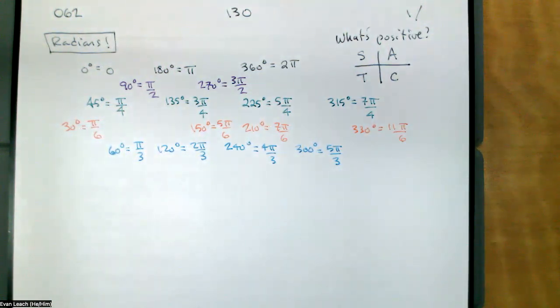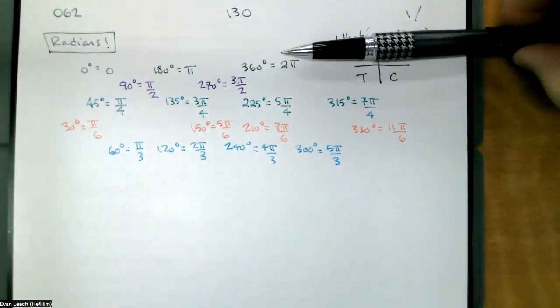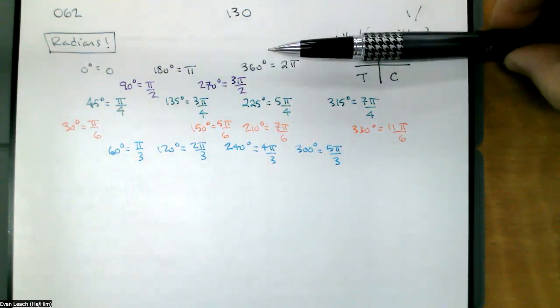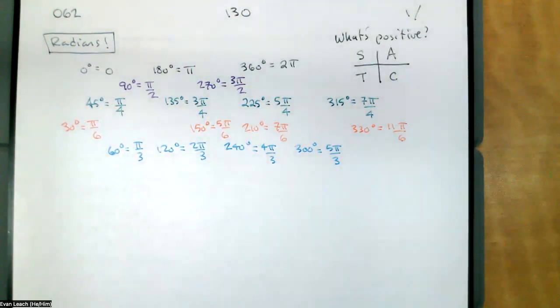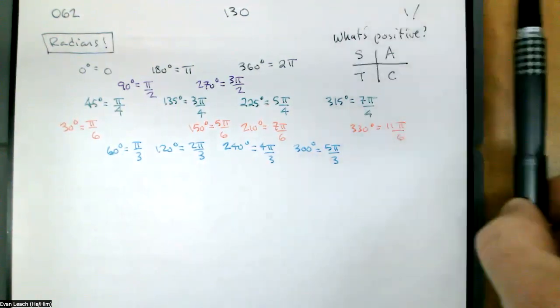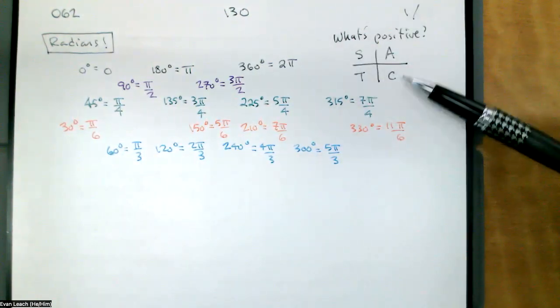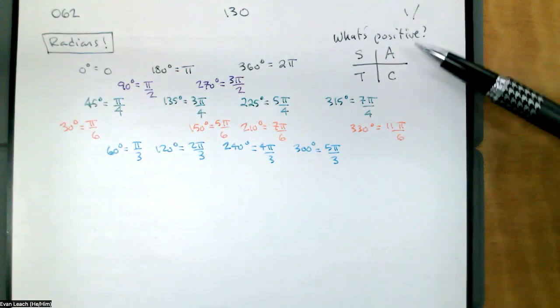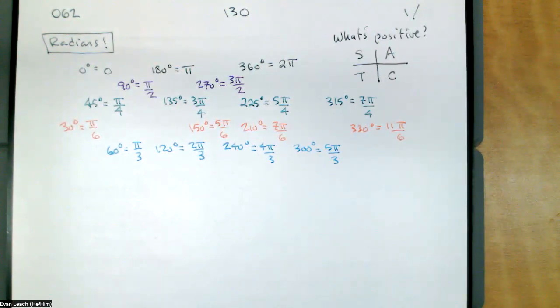Notice that sine is positive in the first and second quadrants because sine is positive where y is positive. Sine is the y coordinate going around the unit circle. X is positive in the first and fourth quadrants. That makes sense. Cosine is positive in the first and fourth quadrants. Cosine is positive where x is positive. That makes sense because cosine is the x coordinate going around the unit circle.